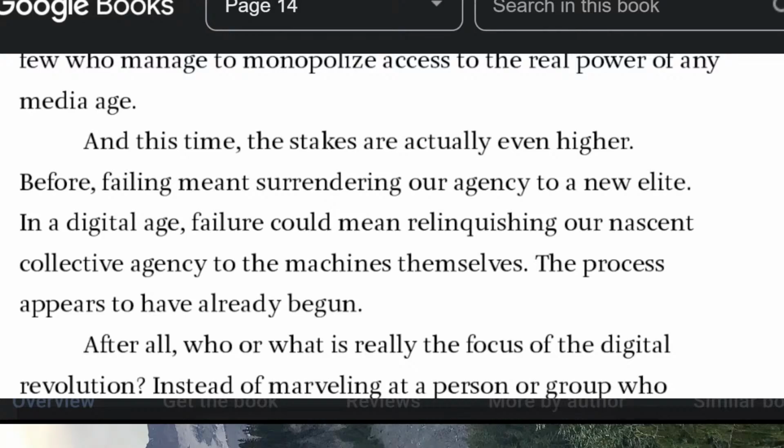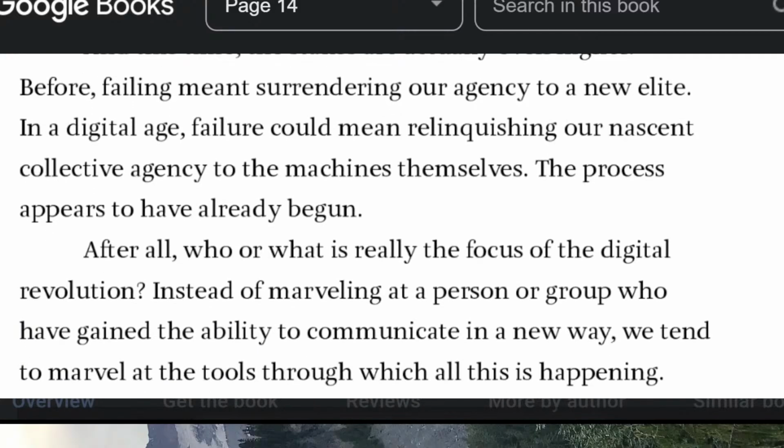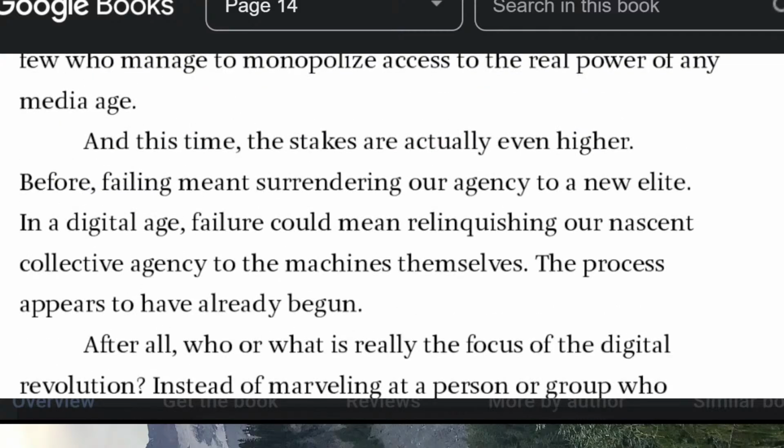And this time the stakes are actually even higher. Before, failing meant surrendering our agency to a new elite. In a digital age, failure could mean relinquishing our nascent collective agency to the machines themselves. The process appears to have already begun. I believe this paragraph is talking about AI, artificial intelligence, starting to take over.